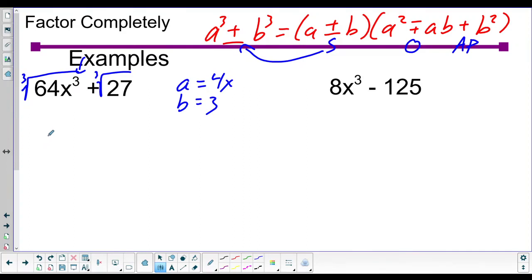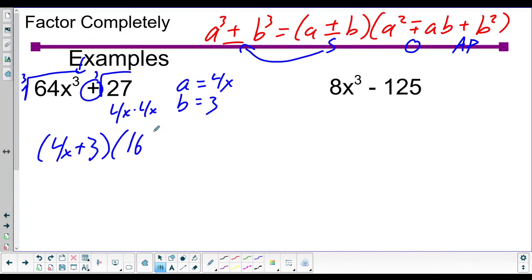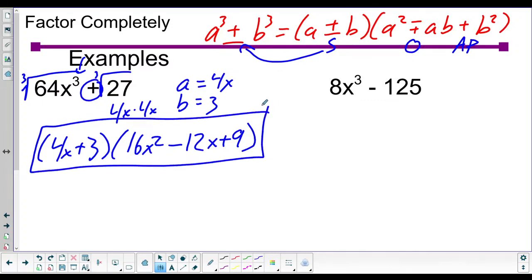So this is going to be a plus, because it should match the problem, b, times a squared. So 4x times 4x. 4 times 4 is 16. x times x is x squared. Opposite sign from what's in the problem, that's a plus, so we're going to put a minus. a times b, so 4 times 3 is 12. Bring down our x. Always a plus sign. That one's just always plus. b squared. 3 times 3 is 9. And that's factored right there.